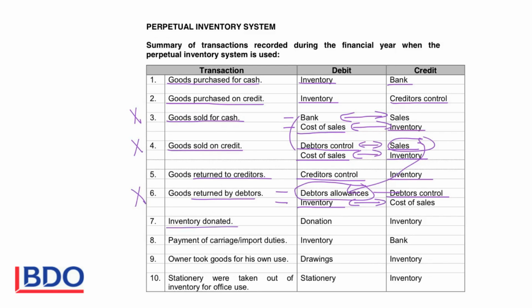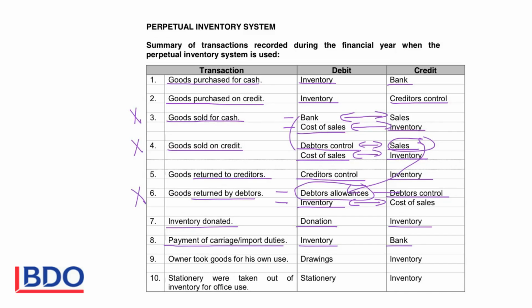Inventory donated means that the inventory was taken and therefore the inventory was reduced, so inventory decreased on the credit side and we create an expense for donation. Payment of carriage or import duties. If you use the periodic system, you will put this under a carriage on purchases or import duties. In the perpetual system, all expenses that you pay from the time that you buy the asset until it's delivered to your premises will go into the inventory account because it forms part of the cost price of inventory, and your bank account will be credited.